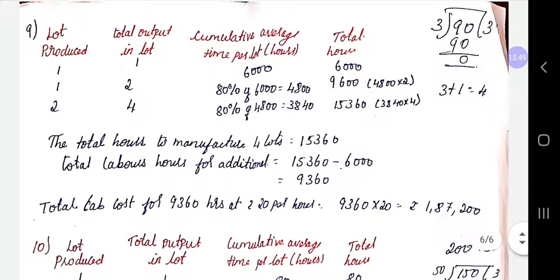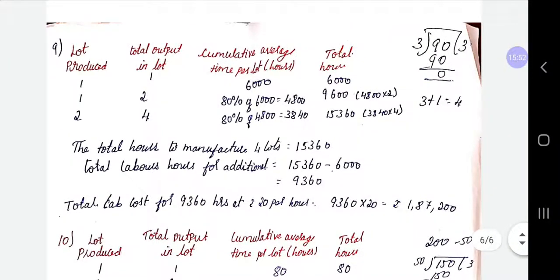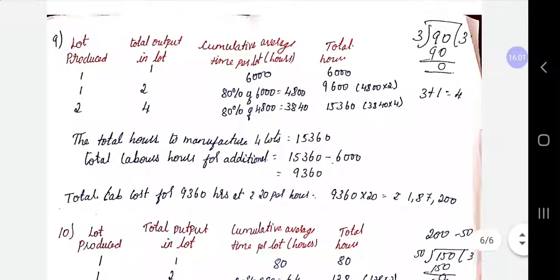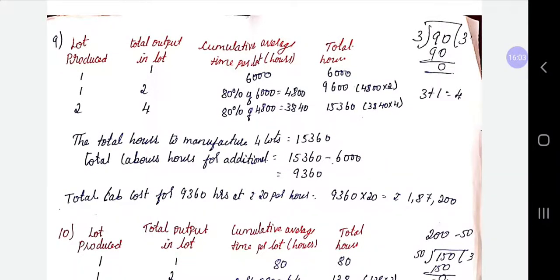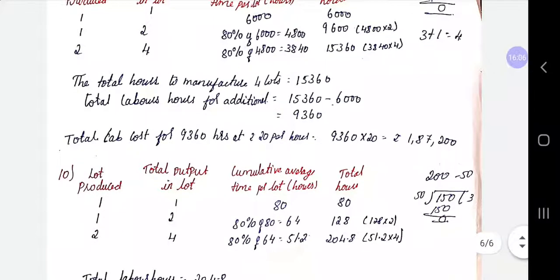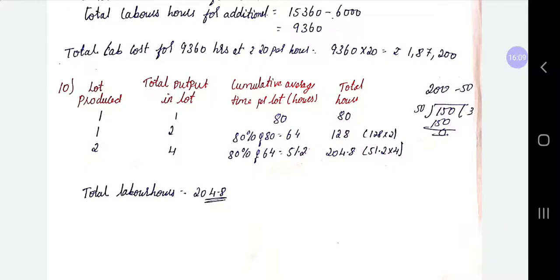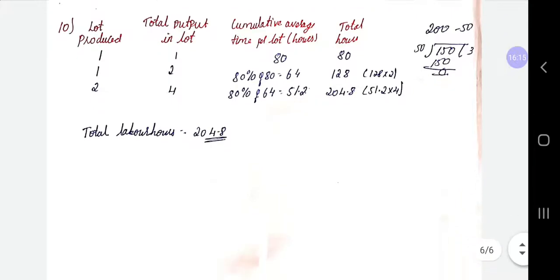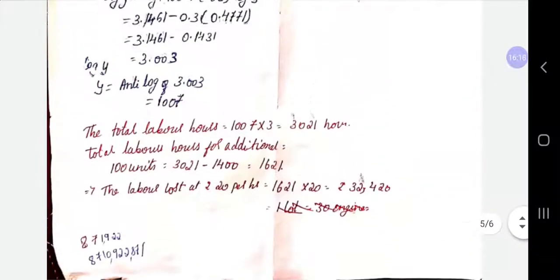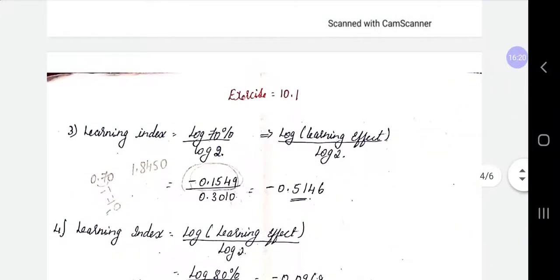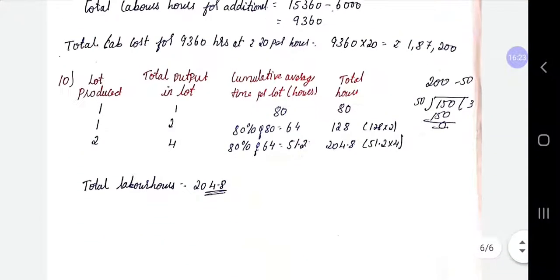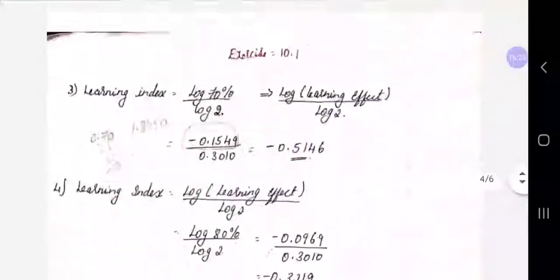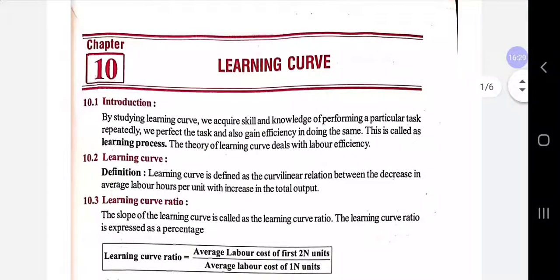Your ninth one is the same as what we did for the seventh. Your cumulative is 80 percent instead of 90. Same thing, 3 plus 1, 4 lots. Then your tenth is also the same, where you only need to find the labor hour. The rest is the same. Just go through the video, and if you have any doubt, please ask and I will do the calculation on the board. With this, your chapter on the learning curve ends.